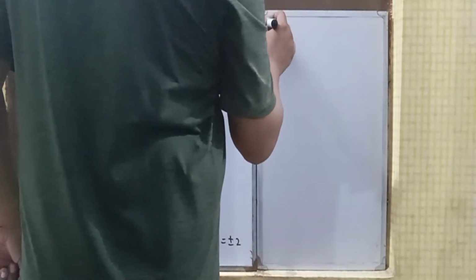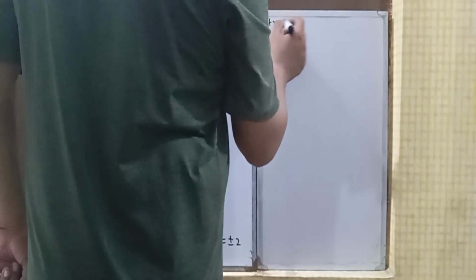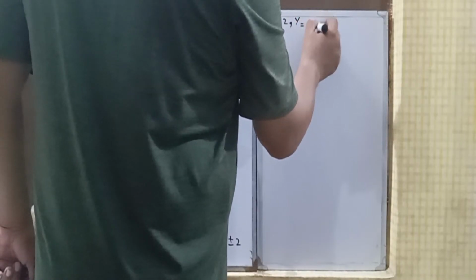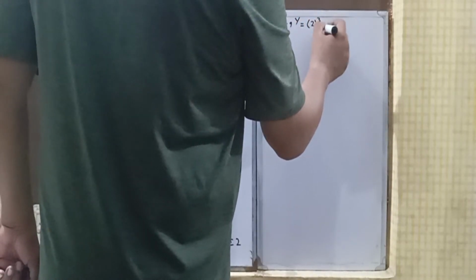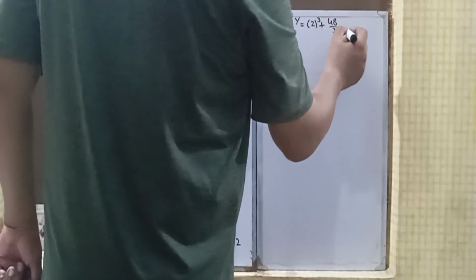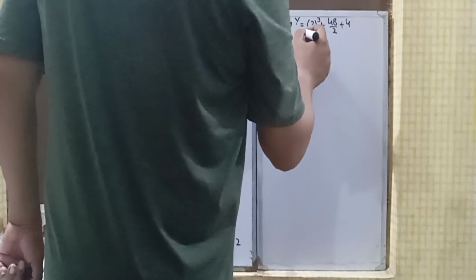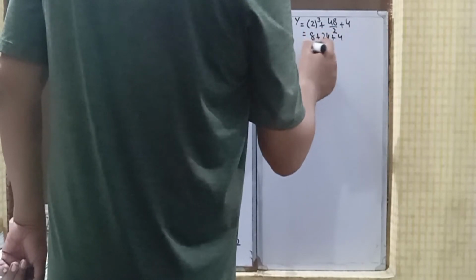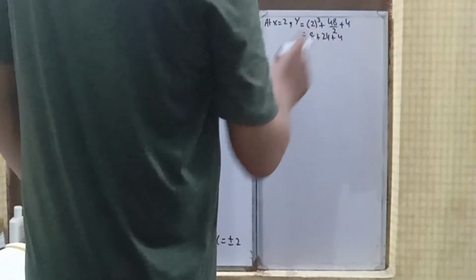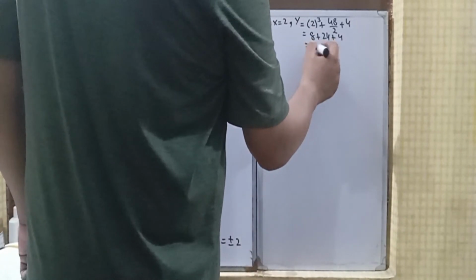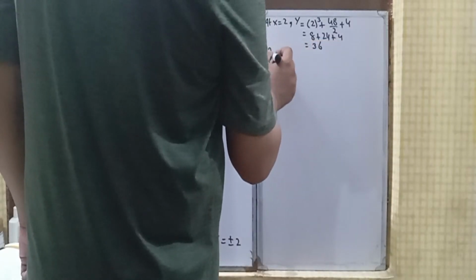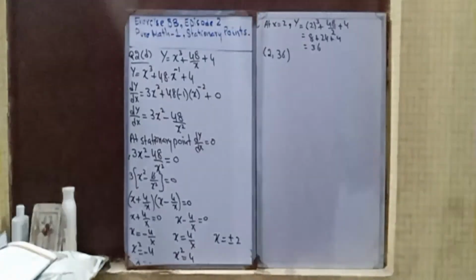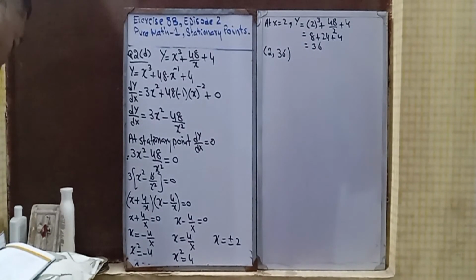So I know that at x equals positive 2, the y will be equal to 2 cube plus 48 divided by 2 plus 4. So this will become 8 plus 24 plus 4, which is 28 plus 8. That will be 36. So 2, 36 are the coordinates of one of the stationary points.